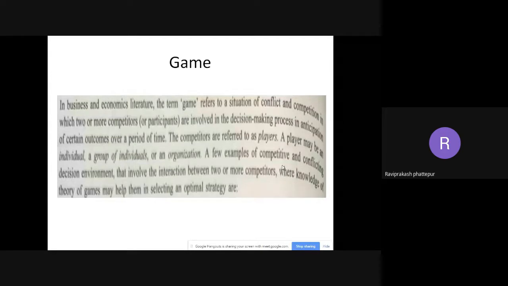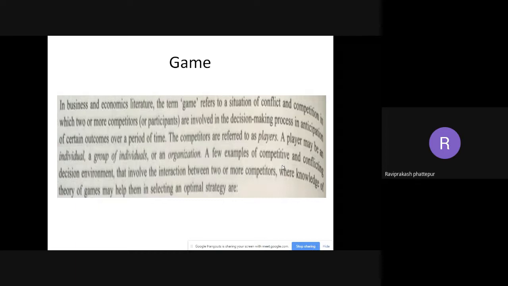Okay, so there are two parties here, or two or more actually. It refers to a situation where we are having competitors. So in general terms, it is called a game where two or more competitors or participants are involved in the decision making process in anticipation of certain outcomes over a period of time. So here there are many people, or we'll take the example of two people. There's a situation of two competitors or two companies where they want to make a decision.